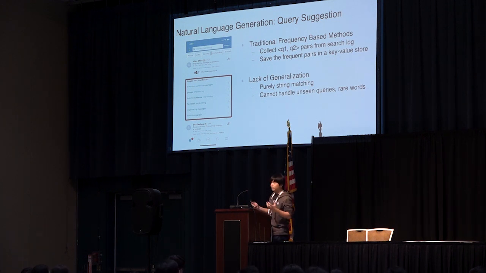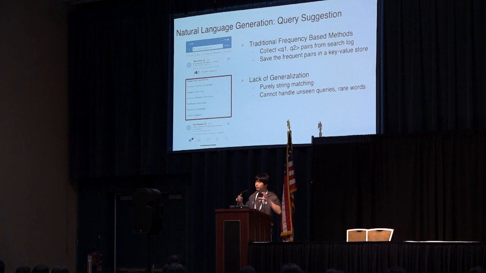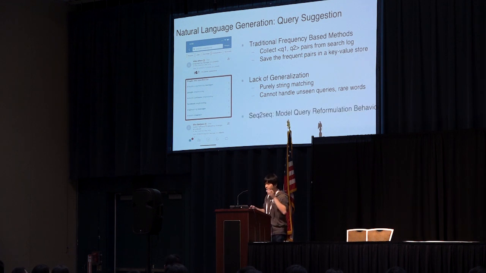But from the modeling perspective, we are thinking about how users do the reformulation, right? When you type a query and reformulate, basically you delete something and start to write something. This is more about the generation process. So we want to use a model to capture this generation process. That is the sequence-to-sequence model we want to use.